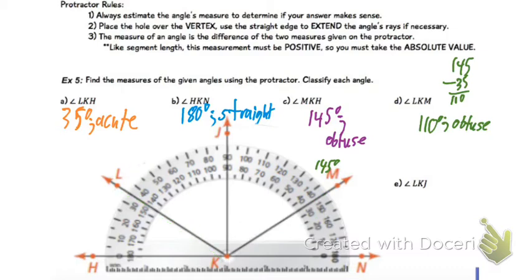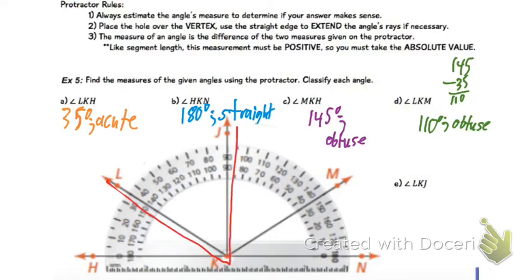I want you to find the last one, angle LKJ, on your own. Here, good luck. Okay, I want you guys to find angle LKJ, letter E, on your own. So on letter E, angle LKJ, so we're talking L to K to J.